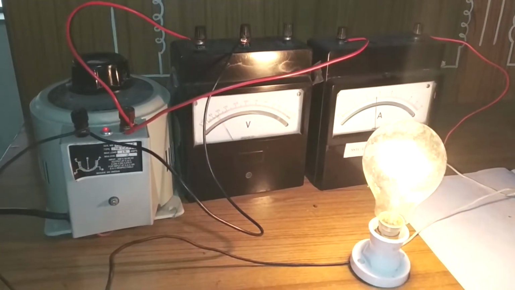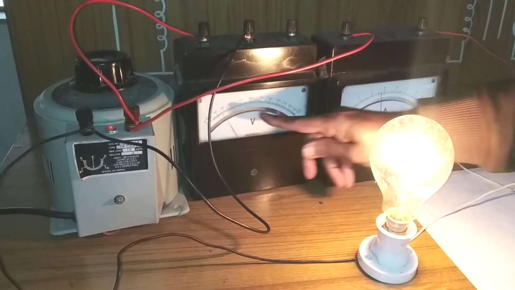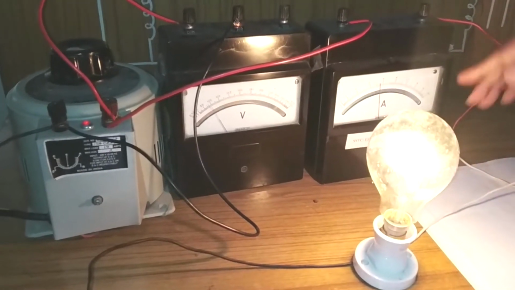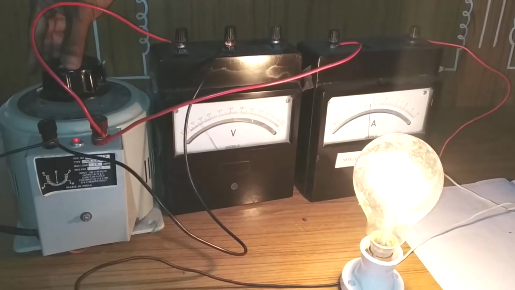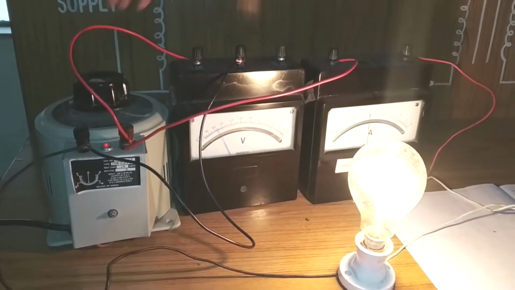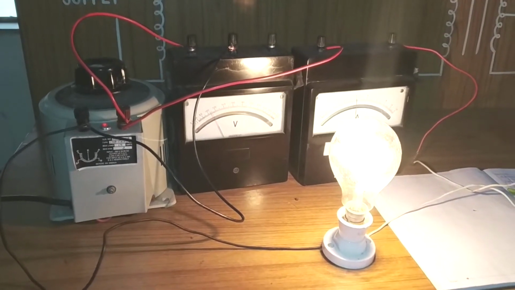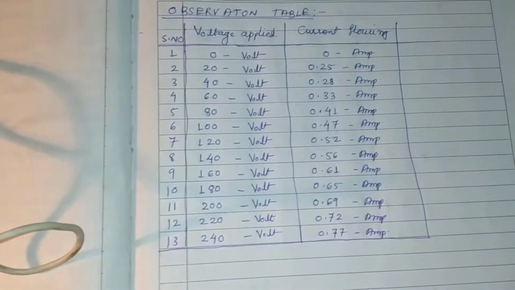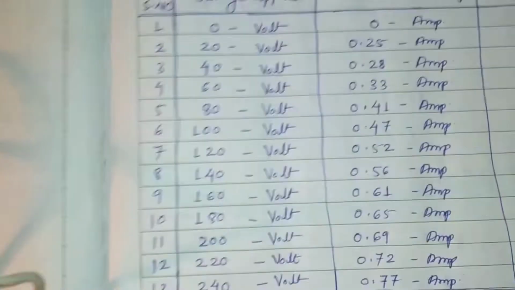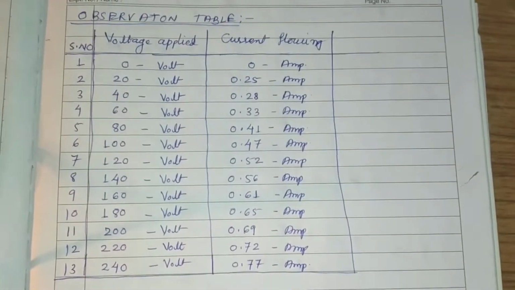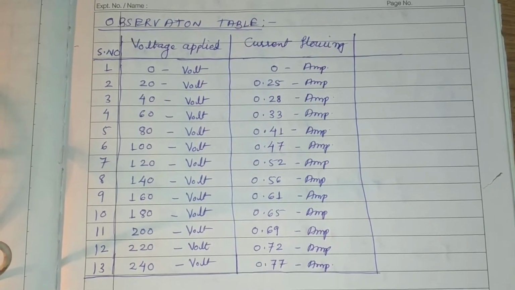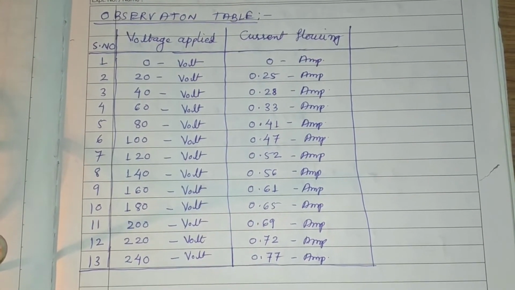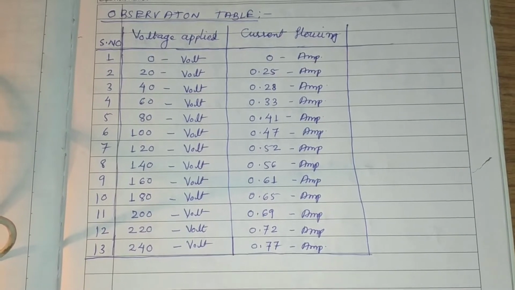Now see here, as we are increasing the voltage, now voltage is 100 and we are having the reading of approximately 0.47 or 48 and so on. In this way we can record the readings, right? Now if you can see the readings here, these are the different readings recorded here for 0, 20, 40, 60, 80, 100, 120, 140, 160, 180, 200, 220 and 240 volts.